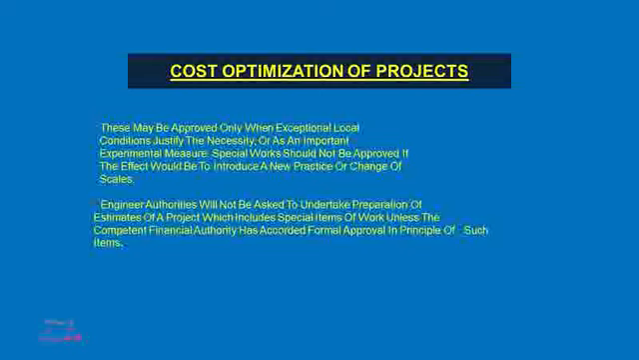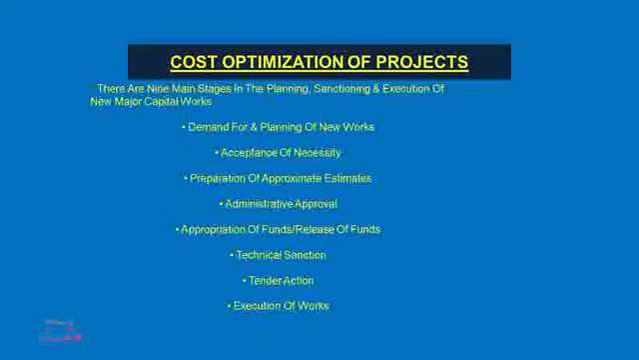Engineer authorities will not be asked to undertake preparation of estimate of a project which includes special item of works unless the competent financial authority has accorded a formal approval in principle of such items. These are 9 main stages in planning, sanctioning, execution of new major works, capital works.